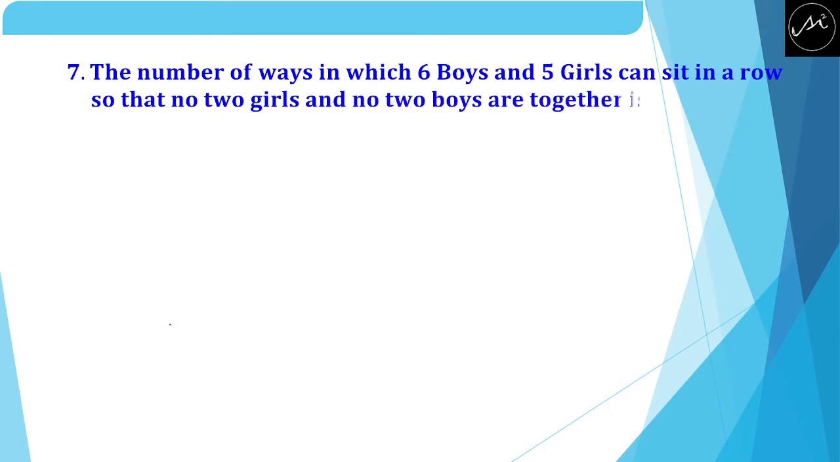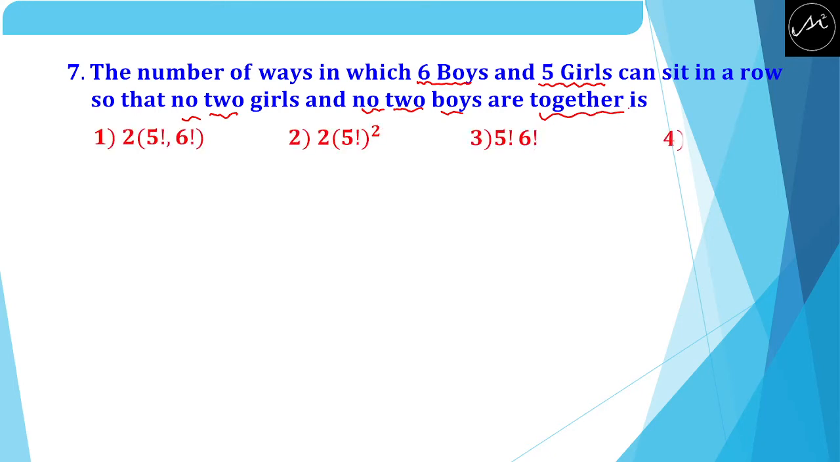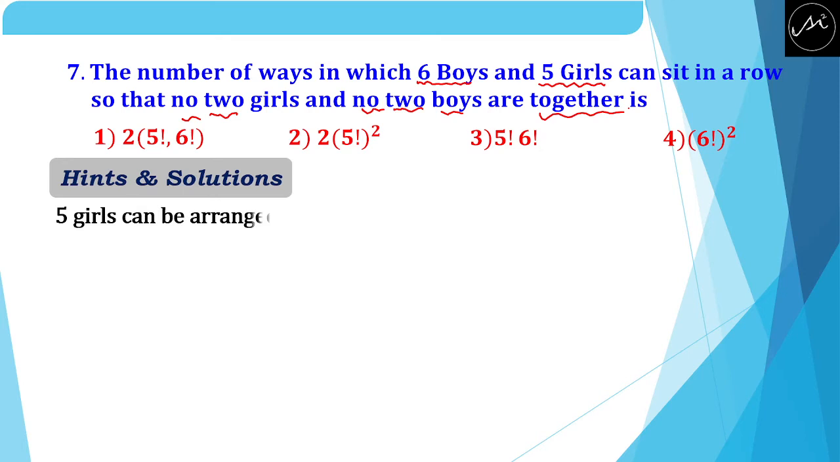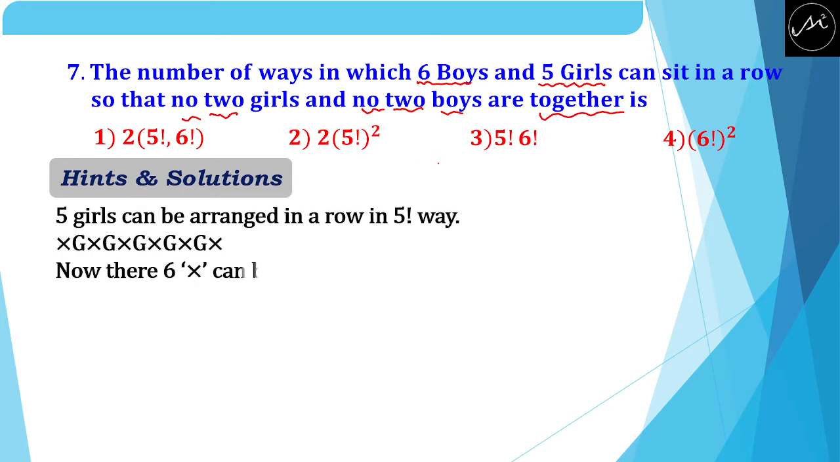That is, the number of ways in which 6 boys and 5 girls can sit in a row so that no 2 girls and no 2 boys are together. No 2 girls and no 2 boys are together. Okay. So for the arrangements, you can see here, 5 girls can be arranged in a row in 5 factorial ways.